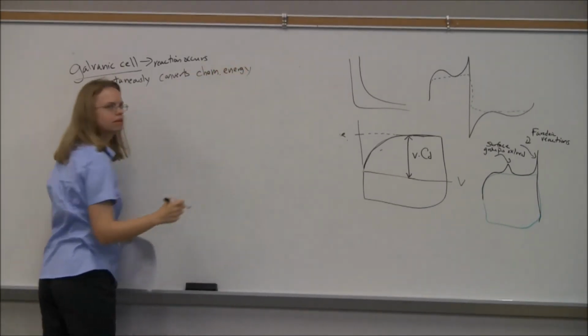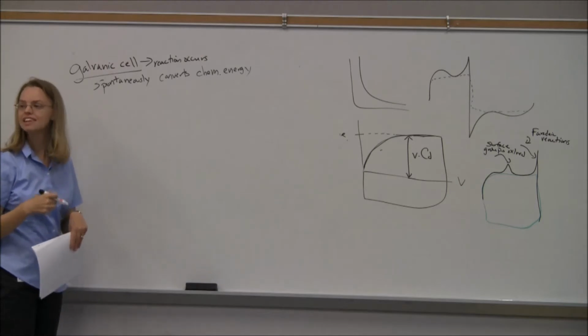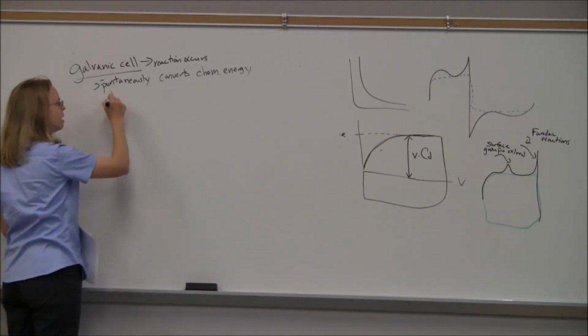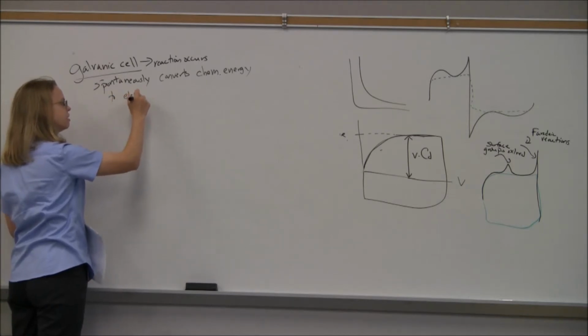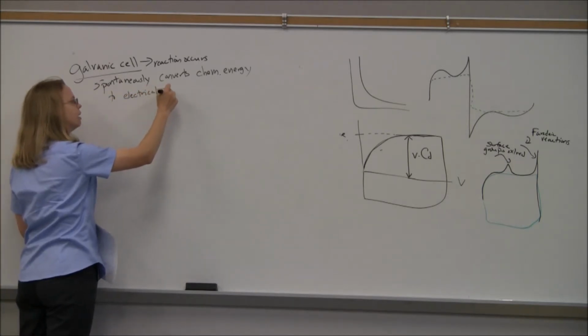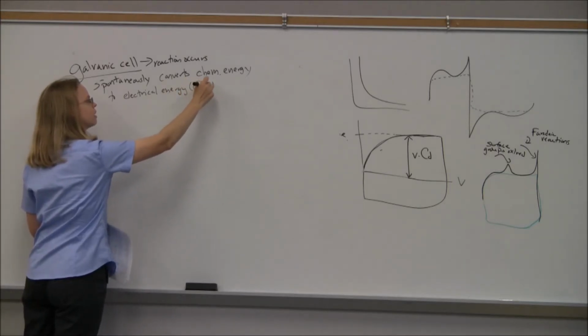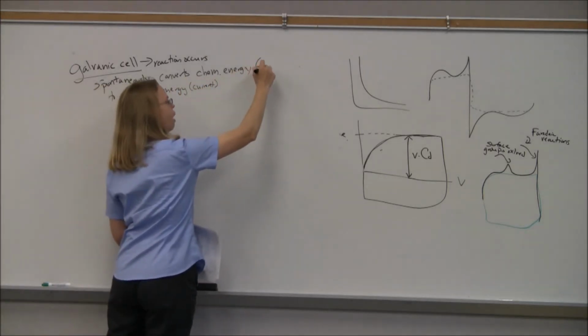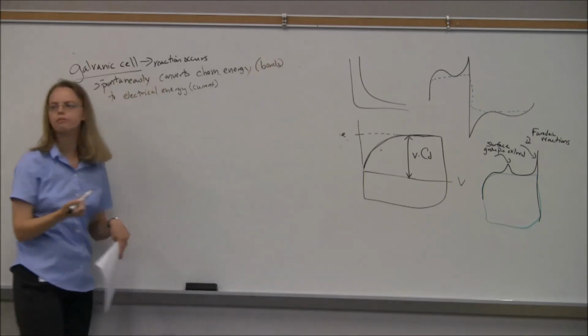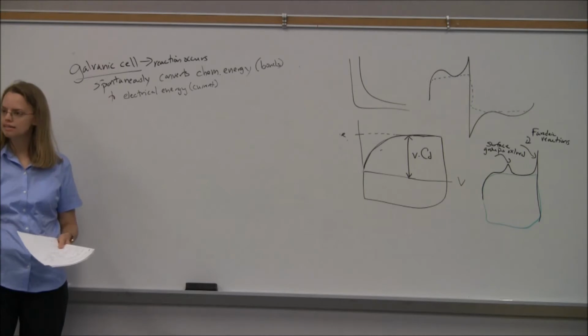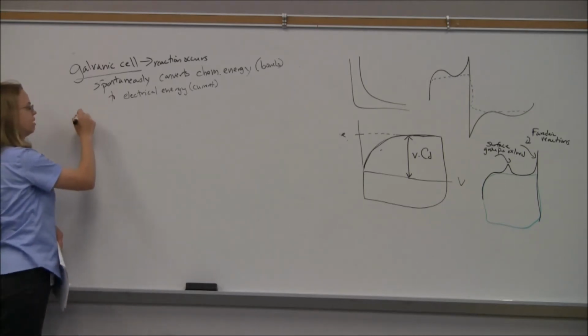What's chemical energy? Like bonding energies. Where's energy stored in chemistry? It's stored in bonds, converted to electrical energy. So you break bonds and you make a current, right? And if that happens spontaneously, that's called a galvanic cell.